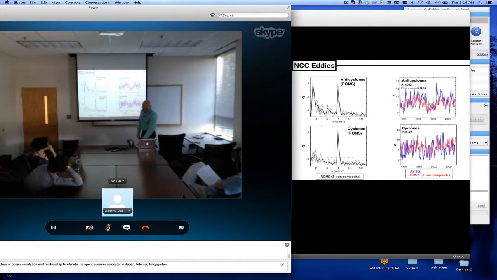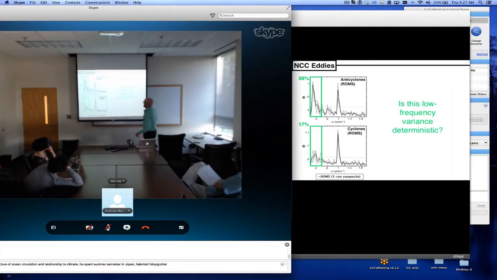But what's of more interest to us is this band here of significant low frequencies. It's bounded between 0 and 0.3, so periods around 3 years and longer. It's really that power that we assume has some sort of climate signal, some kind of interannual variability that we're interested in. So given that it's significant, our next question is, is it deterministic? Eddy formation is a chaotic process, and it's strongly intrinsically variable. So our question is, how much of this is actually forced?